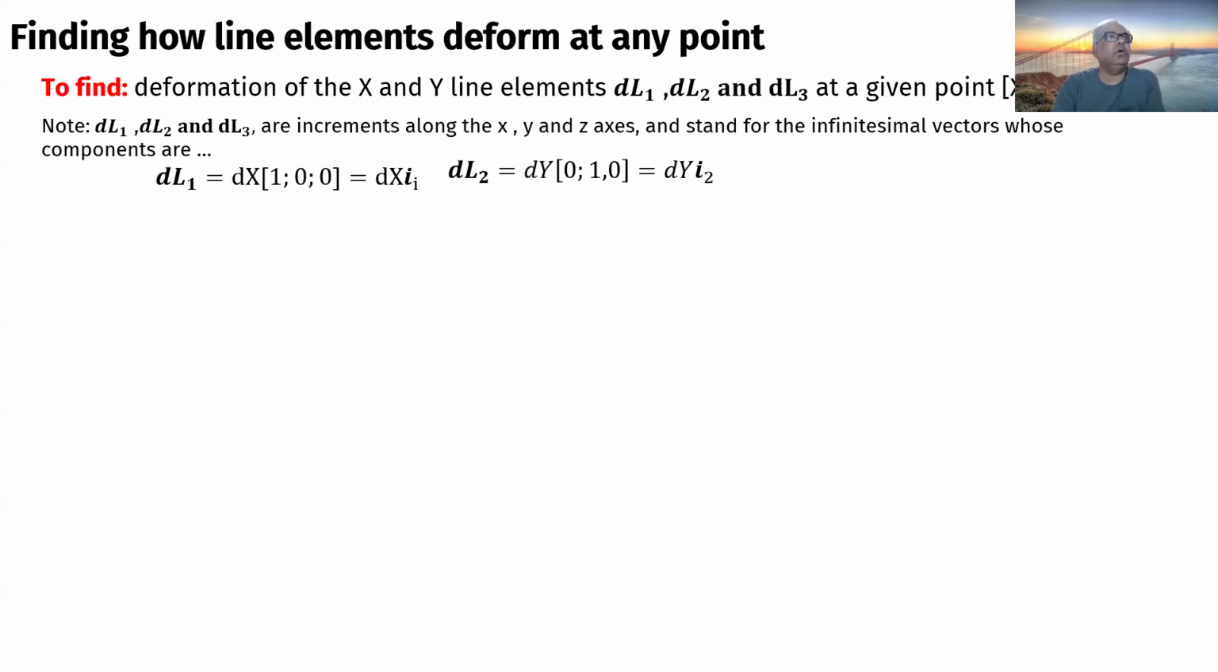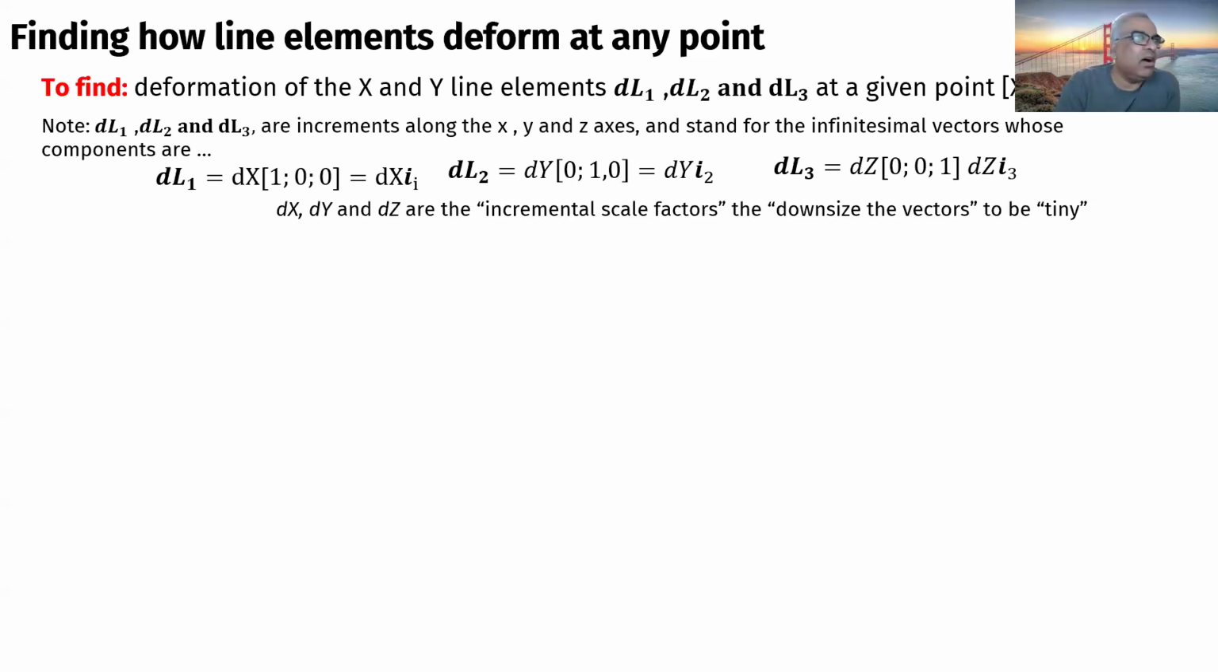dl2 is dy times 0, 1, 0, which is dy times I2. And dl3 is dz times 0, 0, 1, which is dz times I3. So dx, dy, dz are what one would call a little bit of x, a little bit of y, and a little bit of z. Think of it that way.